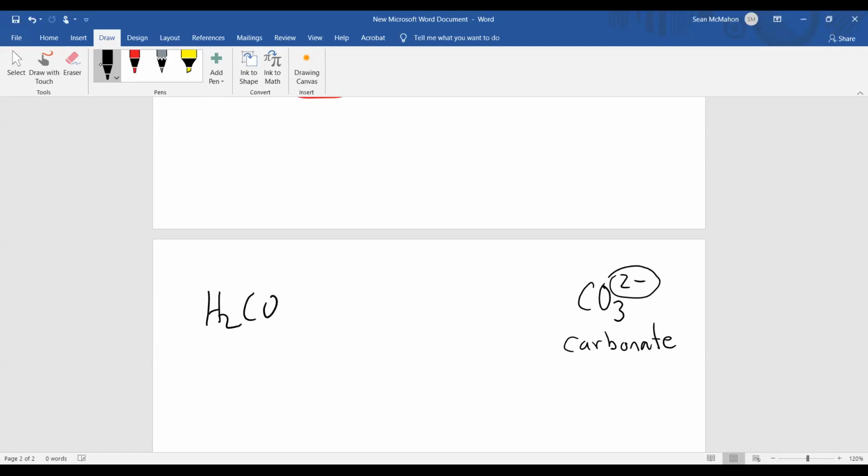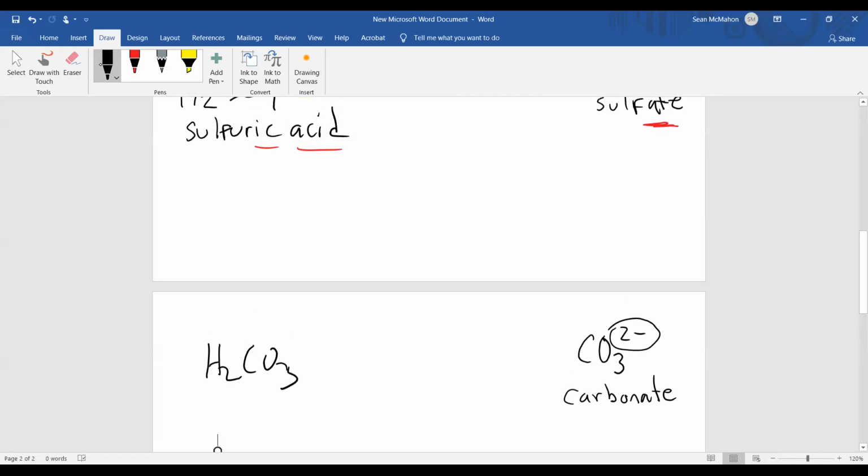So what do you think the name of H2CO3 is? Is that hydrocarbonic acid? No. Why doesn't it have the hydro prefix? It's not binary. There's more than 2 elements. It's an oxyacid. So the oxyacids, what do they do? They take the -ate ion and they simply add the -ic acid suffix. They do not have a hydro prefix. So what would I name this oxyacid? Carbonic acid. Yeah. Exactly, carbonic acid.